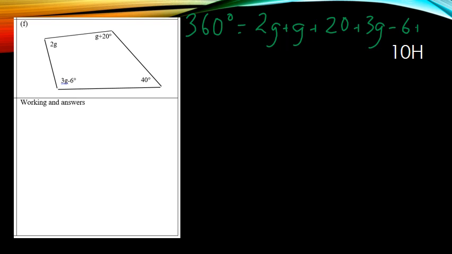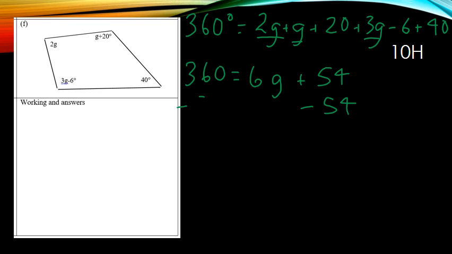Okay, so here we have the sum of a quadrilateral, and we know that the sum of a quadrilateral is 360 degrees. So we have 360 equals 2g plus g plus 20 plus 3g minus 6 plus 40. Now let's simplify the right-hand side. We still have 360 degrees. We have 2g plus 1g plus 3g, which is 6g, plus, well, 20 minus 6 is 14, plus 40 is 54. Now all we do is rearrange. Let's take that 54 from both sides, and 360 minus 54 equals 306. So we'll get 306 equals 6g, because these 54s cancel.